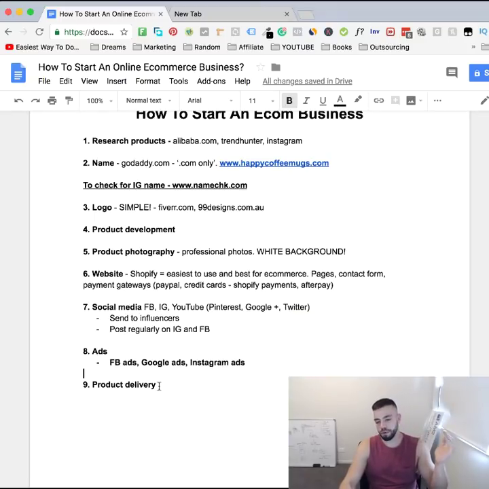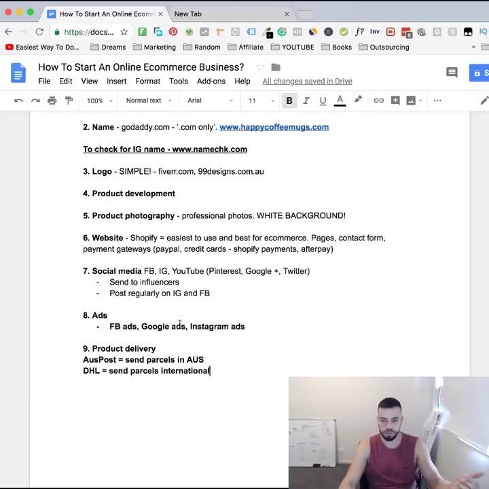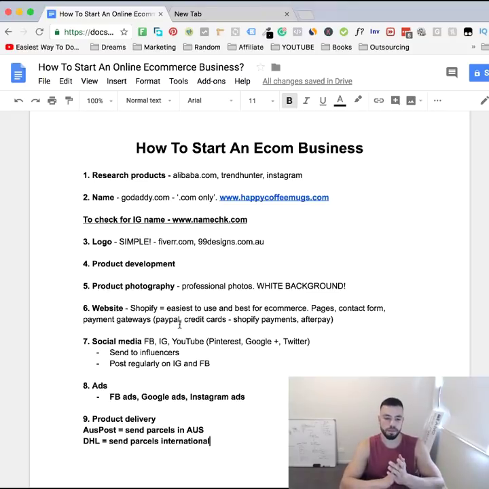And finally is product delivery. So this is basically how will you get your product from your house to the customer's house. And I'm from Australia, so basically we use two different companies. So AusPost send all our parcels in Australia, and we use another company called DHL, which send parcels internationally. And that's it. It's pretty simple. There's only two companies that you need to have to send international parcels. And yeah, so I think these are the most important things that are involved when it comes to starting a business, in particular an e-commerce store.